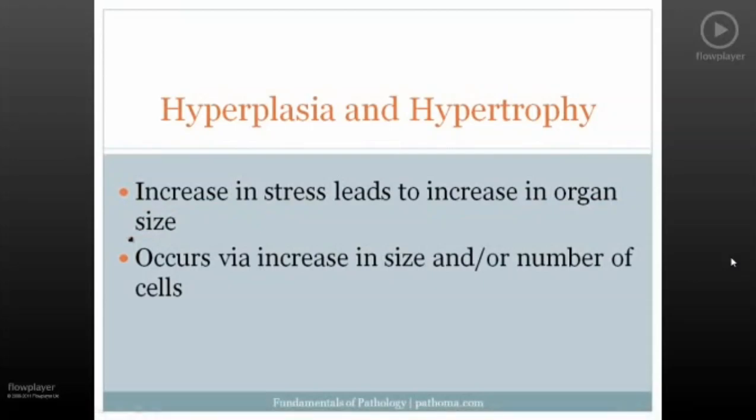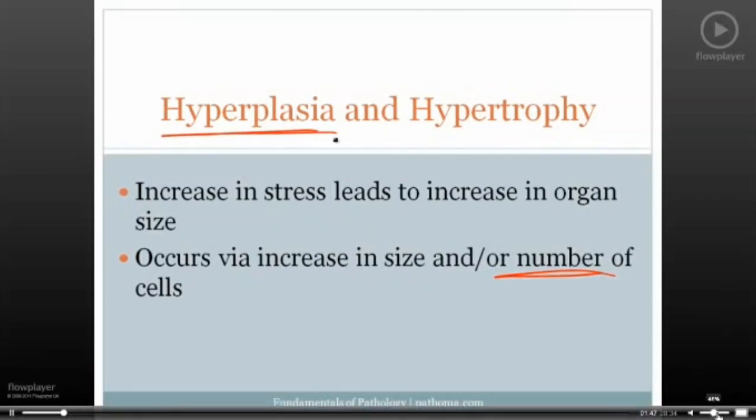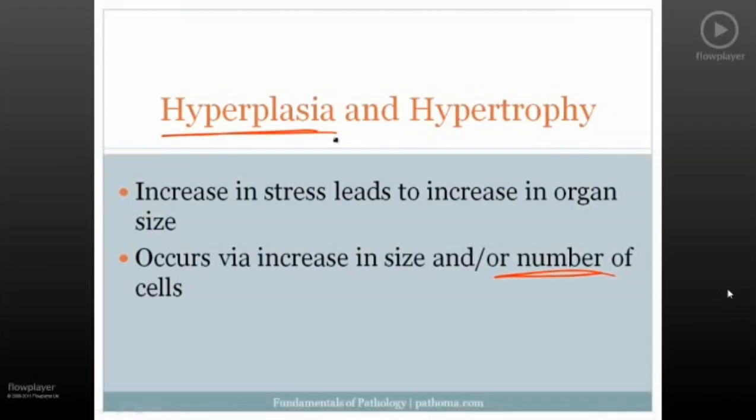Well, there's two ways. One way by which the organ could become bigger is to increase the size of the cells of that organ. And an increase in cell size is actually called hypertrophy. So one way by which the organ becomes bigger is to increase the cell size, i.e. hypertrophy. Another way by which the organ can become bigger would be to increase the number of cells of the organ, and an increase in number of cells is called hyperplasia. So basically speaking, these two mechanisms, hyperplasia and hypertrophy, allow for the organ to increase in size in the face of an increase in stress.